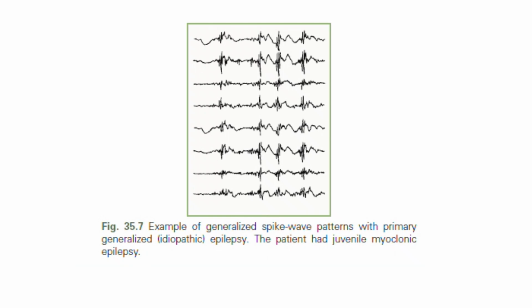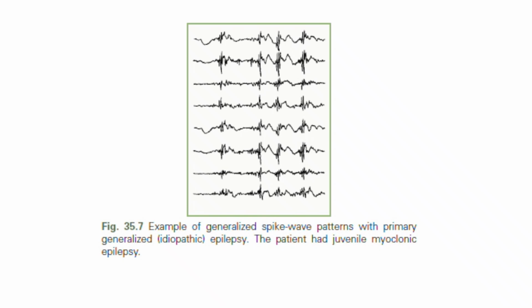Looking at this tracing, we can see a classic, textbook demonstration of generalized polyspike and wave patterns. Notice how the abnormal paroxysmal discharges erupt simultaneously across all channels. This absolute bilateral synchrony and symmetry tells us immediately that we are looking at a generalized network phenomenon rather than a focal onset.